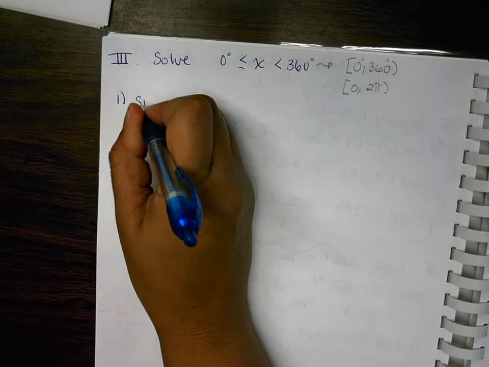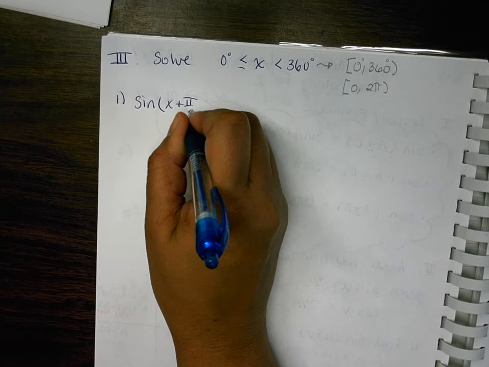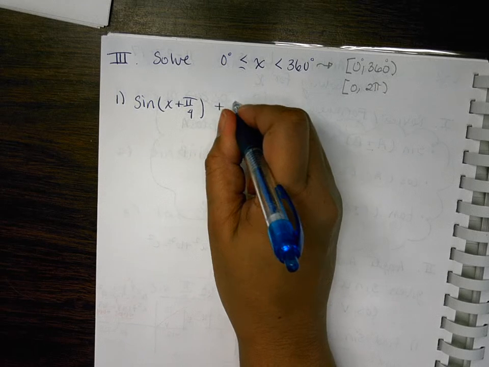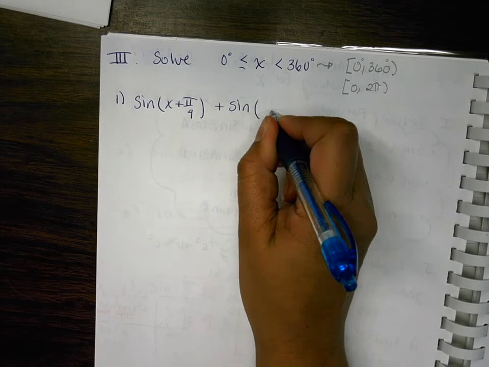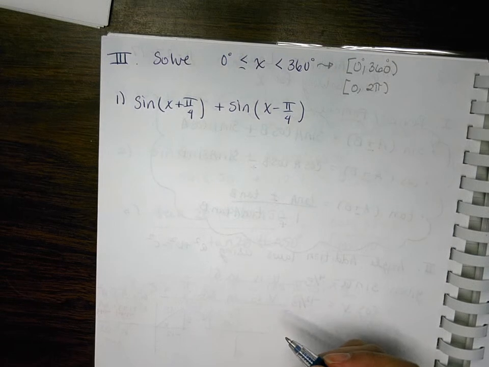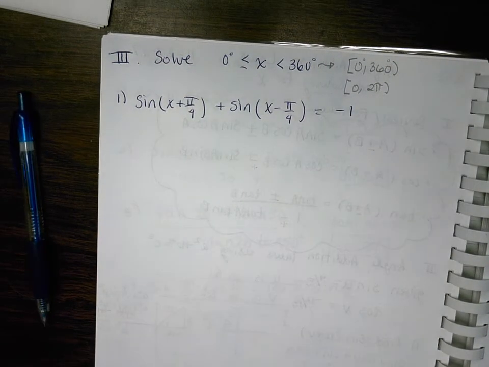All right, number 1. Sine parentheses x plus pi over 4, close parentheses, plus sine parentheses x minus pi over 4, close parentheses, equals negative 1. All right, this is a definite standard homework problem, quiz problem, definite test question.